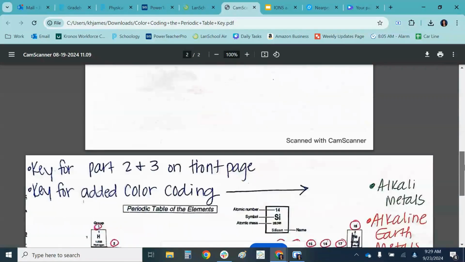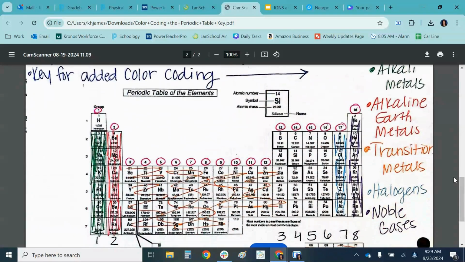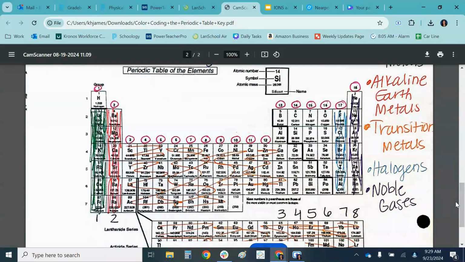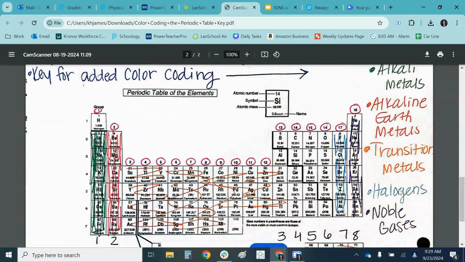When looking at the periodic table, we color-coded it for our notes. I did go through, this is the key for your color coding the periodic table. We have 5 families that you need to know. Group 1 is the alkali metals. Group 2 are the alkaline earth metals, and the transition metals are group 3 through 12. The halogens are group 17. The noble gases are group 18. So knowing those is something you will have to know for your test.